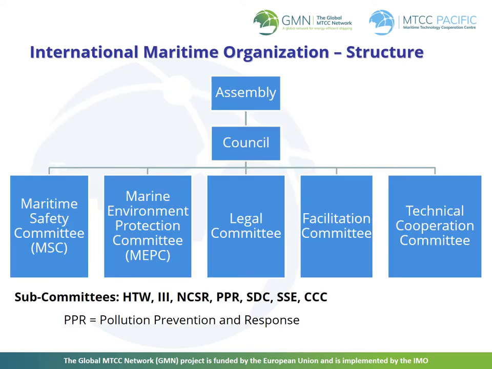The IMO's structure. The organization consists of the following: an assembly, a council, and five main committees. These committees are the Maritime Safety Committee, the Marine Environment Protection Committee, the Legal Committee, the Technical Cooperation Committee, and the Facilitation Committee. There are also a number of subcommittees that support the work of the main technical committees. The functions, roles, and responsibilities of each section will now be discussed.